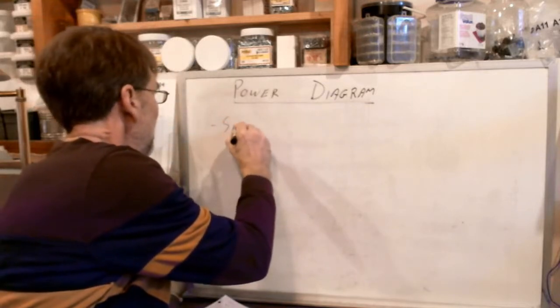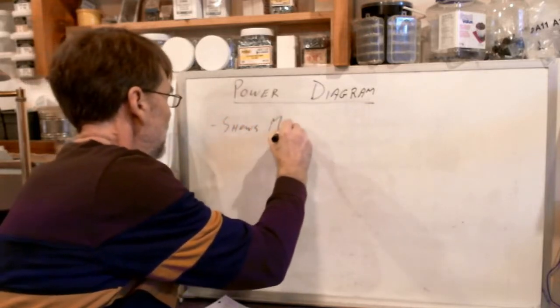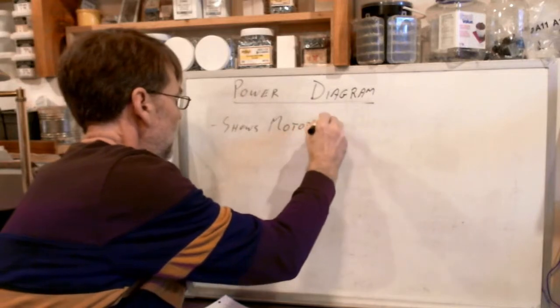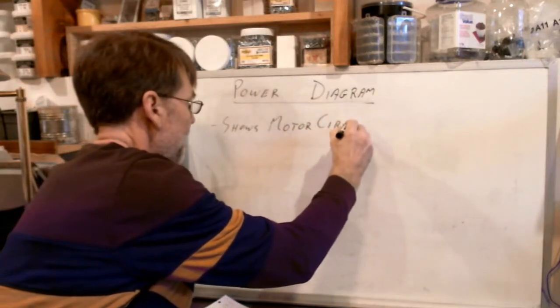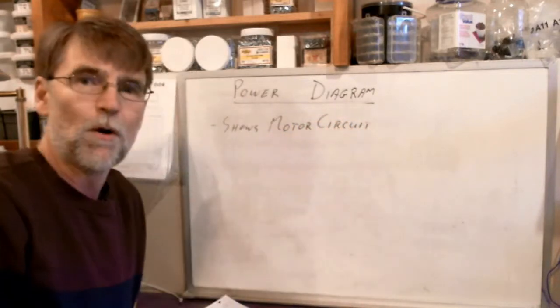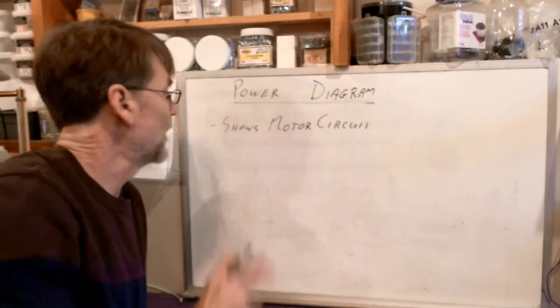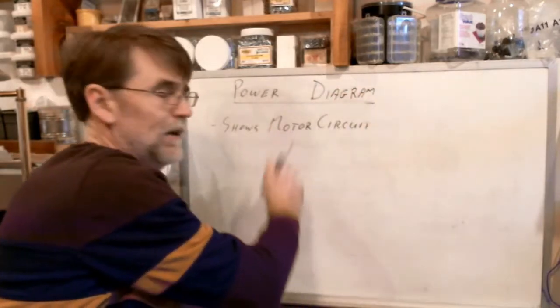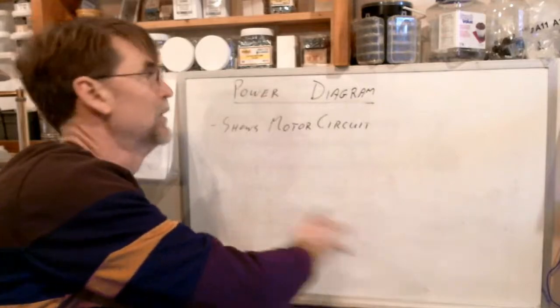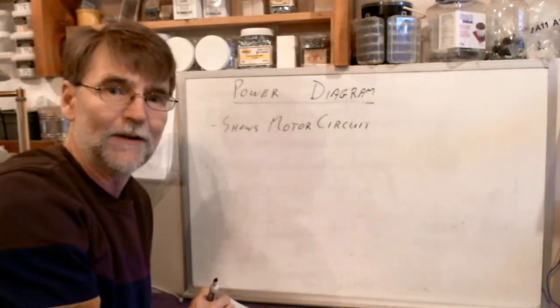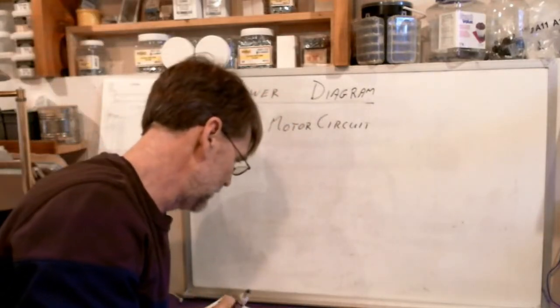So it shows the motor circuit. So when I started the conversation, I just drew the one little circuit, DC power supply and a motor. So essentially that's what the power diagram is, but there are some other items that we better include.